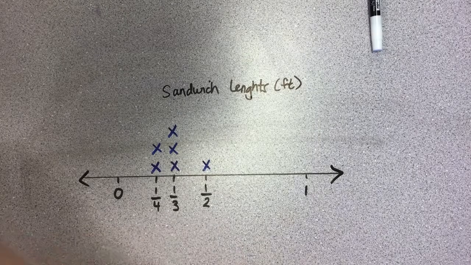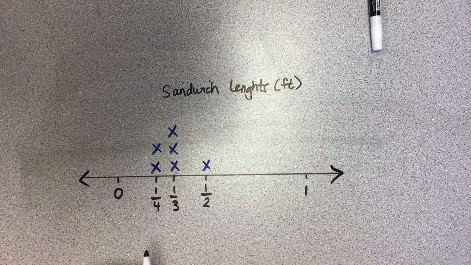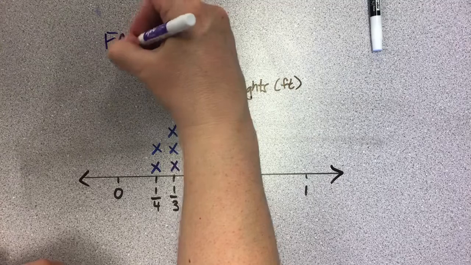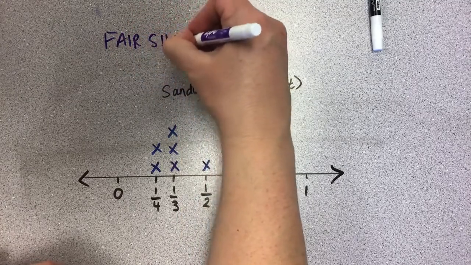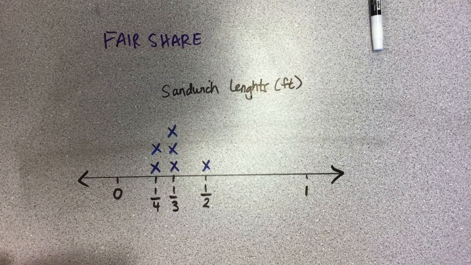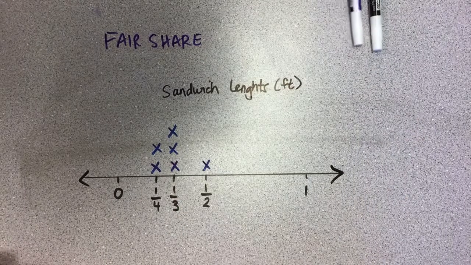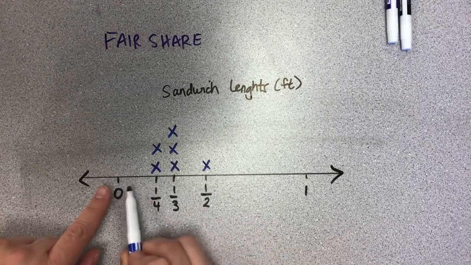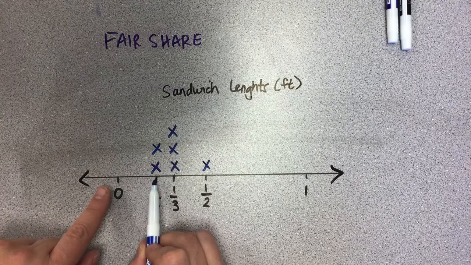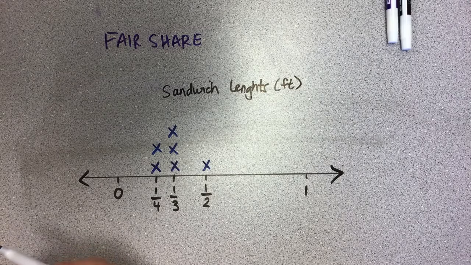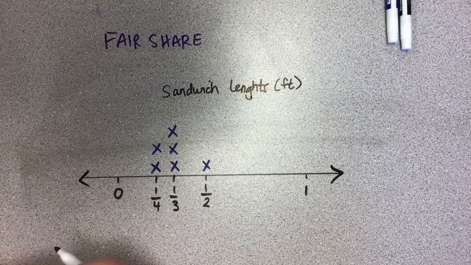Now, one of the things that we're going to be doing with this information is finding our fair share. Okay, so we call this the fair share. And this is an important concept, okay? What fair share is, it's the amount each friend would receive if the sandwiches were divided equally, okay? They did not all eat equal amounts. Somebody had 1/2 of a foot, but some people only had 1/4 of a foot, right? So they did not each get a fair share. So that's what fair share is when we're talking about line plots and data, is we're looking for the amount each friend would get if the sandwiches were divided equally.